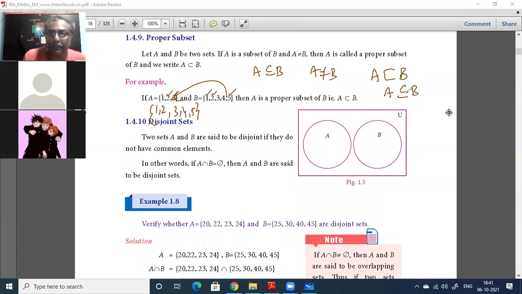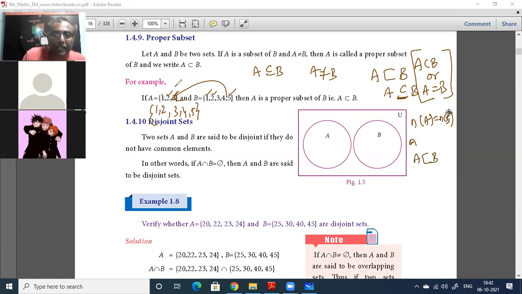A is a subset of B means A can be equal. This one means either A is a subset of B or A equals B. That is what we were doing till now. So proper subset means n(A) is not equal to n(B). All the elements in A are in B, but all the elements in B, 4 and 5, are not in A. That is when it is a proper subset. Otherwise, it is an improper subset.